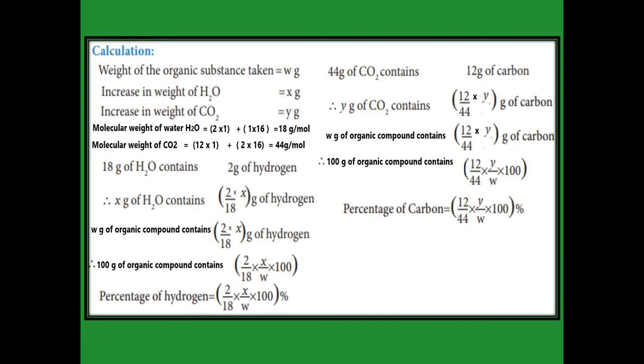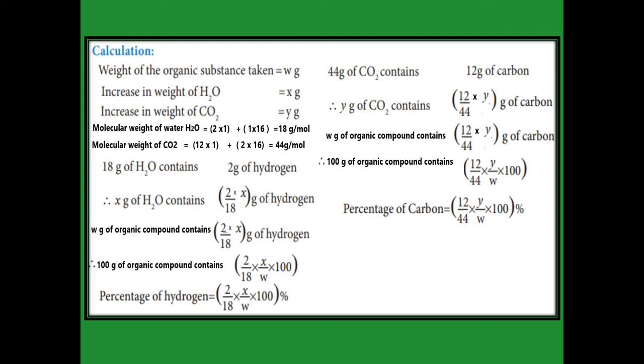What is the molecular weight of carbon dioxide? 44 gram. In that 44 gram of carbon dioxide, the carbon weight is 12 gram because it contains only one carbon. From the calculation we get y gram of carbon dioxide. That y gram of carbon dioxide contains 12 divided by 44 into y gram of carbon. This carbon dioxide we get from the organic substance only, so W gram of organic compound contains 12 divided by 44 into y gram of carbon.